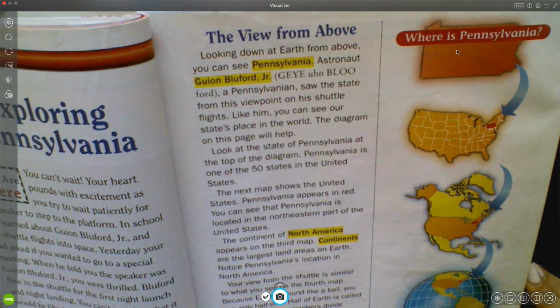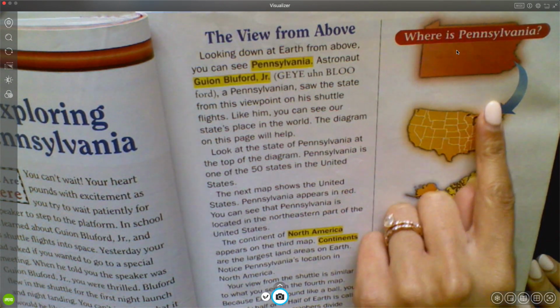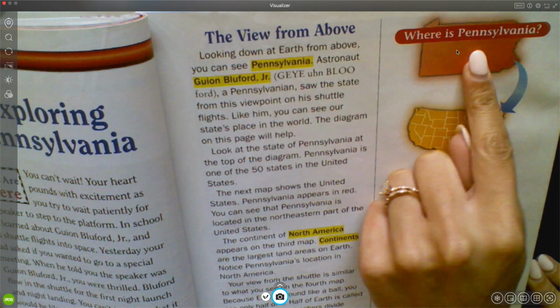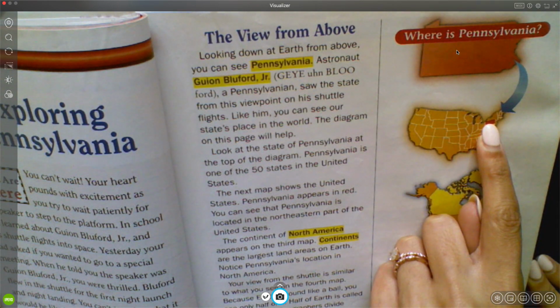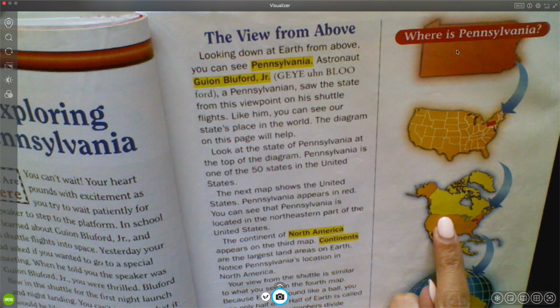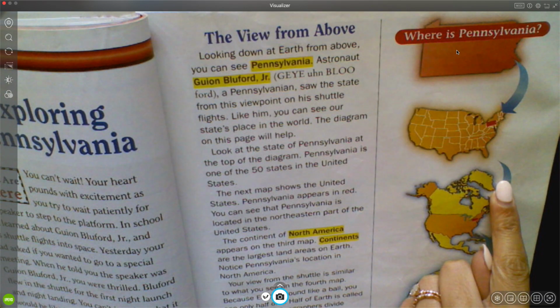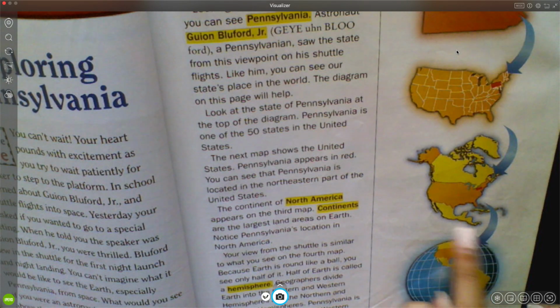I also see this little visual over here on the side, like a diagram flowchart that says, where is Pennsylvania? So there's Pennsylvania. I see there we are in our country of the United States. There's our state and there's the rest of the states. Then this one is where we are on our continent, which is North America. So we have the United States, Canada, and Mexico as well. And then the bottom is where we are on Earth, so we can see our place from outer space.